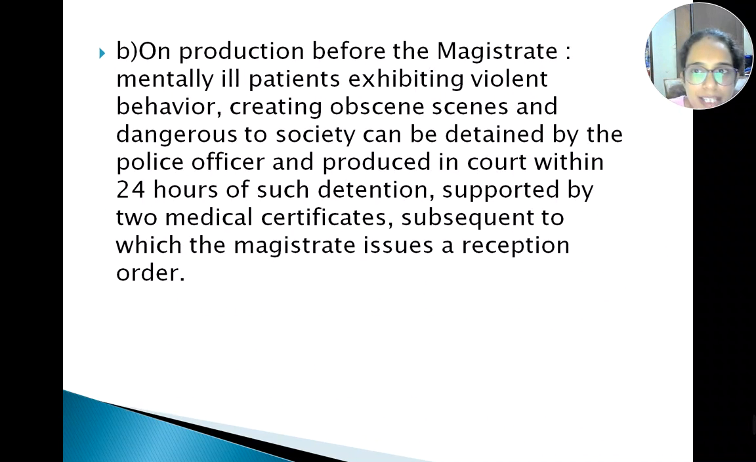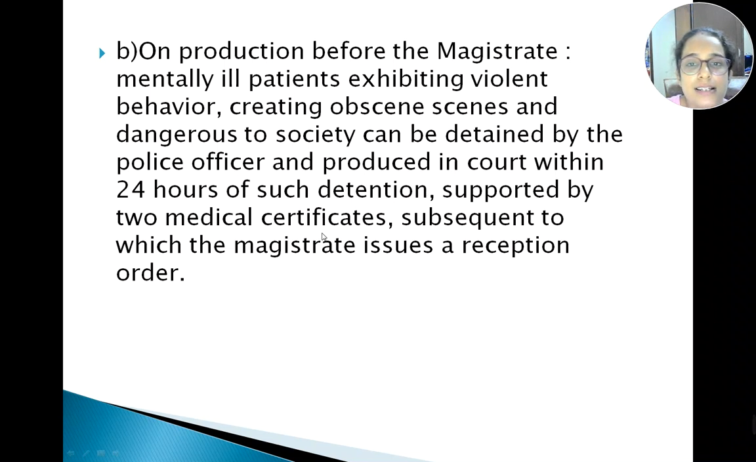Next, the second type is detention on production before the magistrate. This means the person is not in a condition where we can take the patient to the magistrate. So in that condition, if any person comes to you, how will we tackle it? A mentally ill patient exhibiting violent behavior, creating nuisance or dangerous to society, can be detained by the police officer and produced in court within 24 hours of detention, supported by 2 medical certificates.